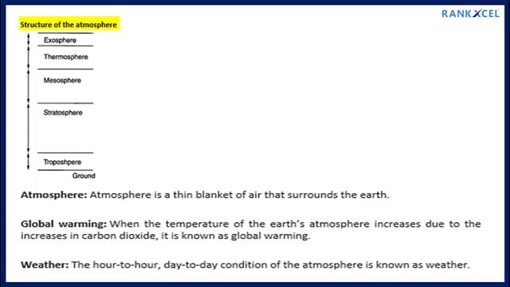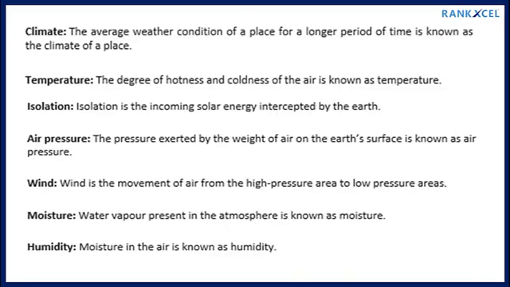Constituents of air. Structure of the atmosphere. Atmosphere is a thin blanket of air that surrounds the earth. Global warming. When the temperature of the Earth's atmosphere increases due to the increase in carbon dioxide, it is known as global warming. Weather. The hour-to-hour, day-to-day condition of the atmosphere is known as weather. Climate. The average weather condition of a place for a longer period of time is known as the climate of a place. Temperature. The degree of hotness and coldness of the air is known as temperature.